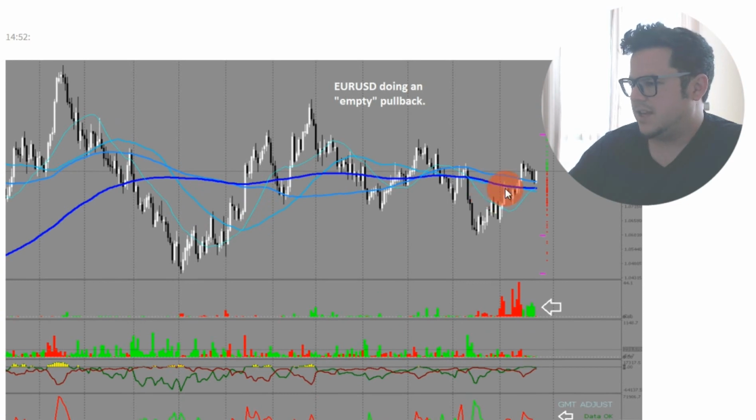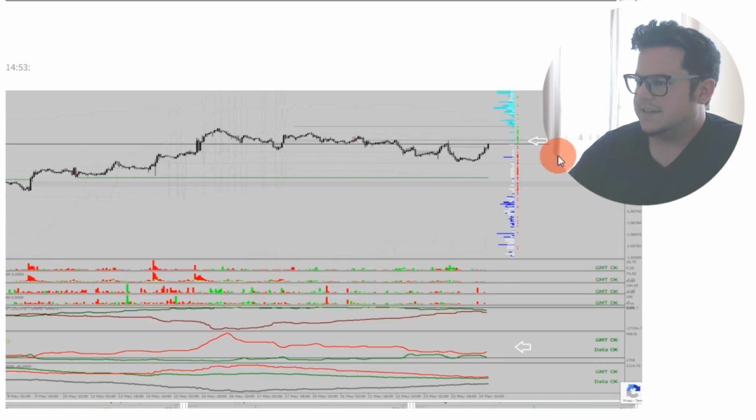So of course the up move was tradable to the target. The pullback down was also tradable, but I would say that an empty move like that is not really tradable. So I didn't try to trade any of this because the market is neutral from our perspective. It's empty, right?